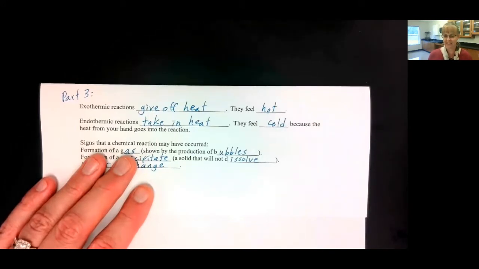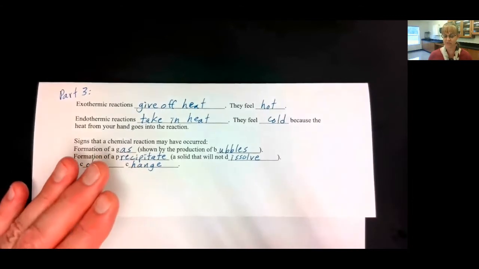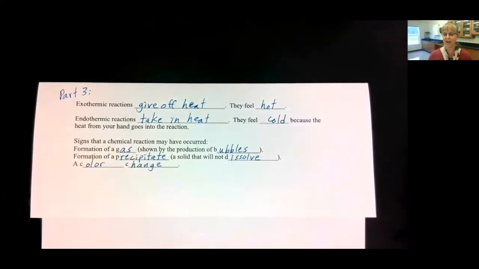Hear the word exit in exothermic, and thermic, thermal, heat. So in exothermic reactions, the heat is exiting, they give off heat. You can feel the heat from these reactions. For example, if you have a fire burning, you can feel the heat coming off of that exothermic reaction.